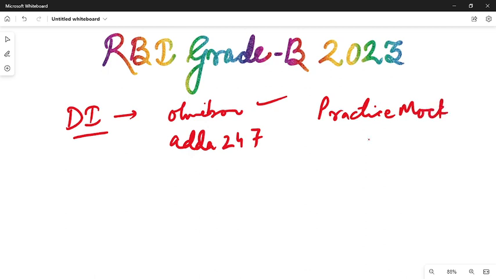Practice mock is really very essential for you to practice good level of questions, especially in the quantitative aptitude section. So DI is also of very good level in the practice mock test as well. So I recommend you guys to follow these sources for the data interpretation.